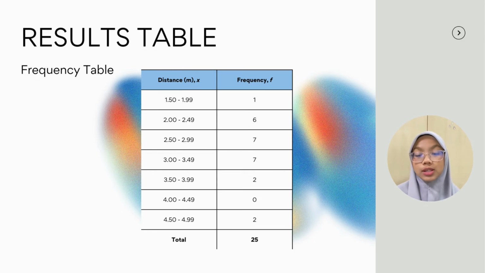So this is the result of our experiment in the frequency table. Each range is 0.5 meter. The highest frequency of the distance that we got is from 2.5 meters until 3.49 meters. And the lowest frequency that we got is from 1.5 meters until 1.99 meters.